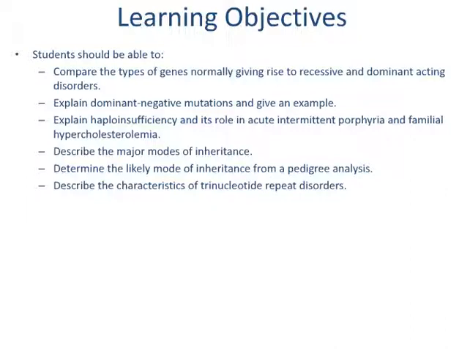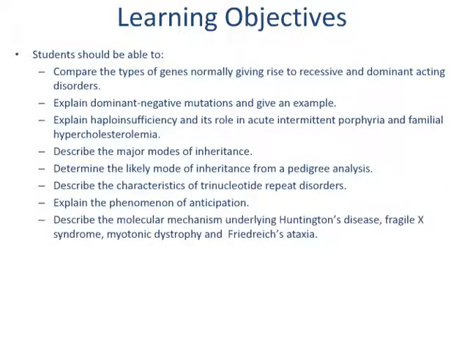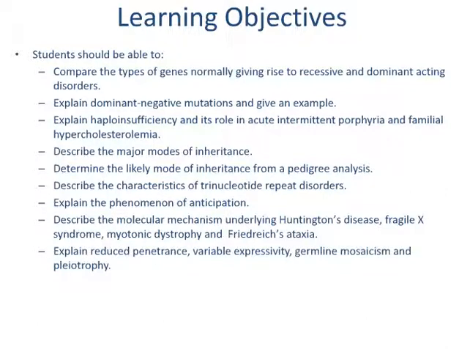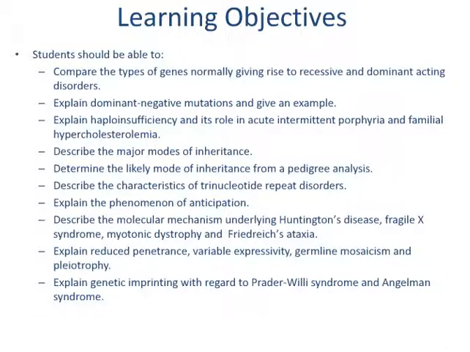describe the characteristics of trinucleotide repeat disorders, explain the phenomenon of anticipation, describe the molecular mechanism underlying Huntington's disease, Fragile X syndrome, myotonic dystrophy, and Friedreich's ataxia, explain reduced penetrance, variable expressivity, germline mosaicism, and pleiotropy. Explain genomic imprinting with regard to Prader-Willi syndrome and Angelman syndrome.